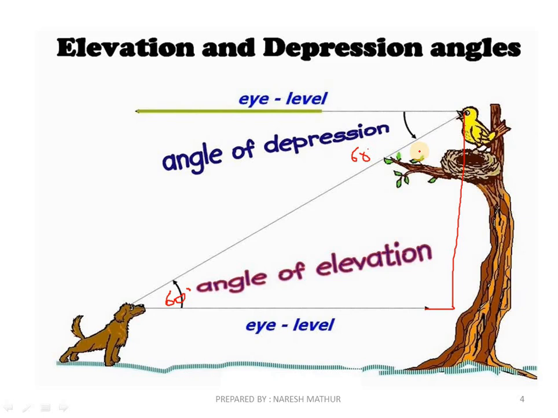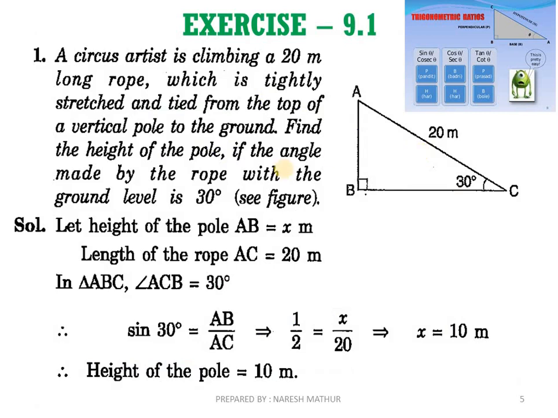Alright, so let's start the exercise. In the first question, it is given that a circus artist is climbing a 20-meter long rope. AC is the long rope, which is tightly stretched and tied from the top of a vertical pole. AB is the pole.